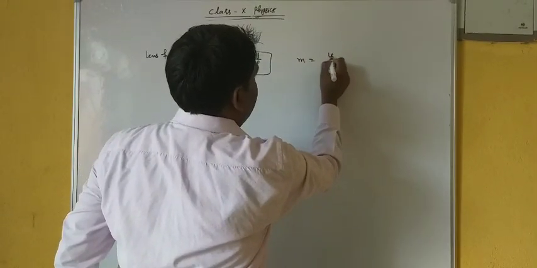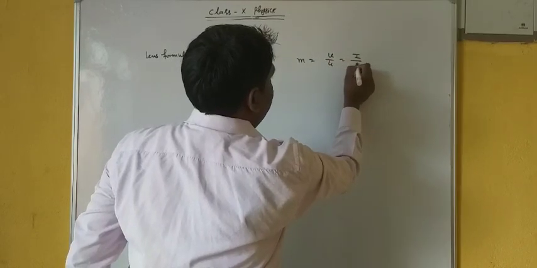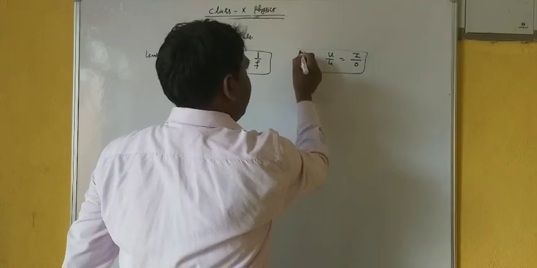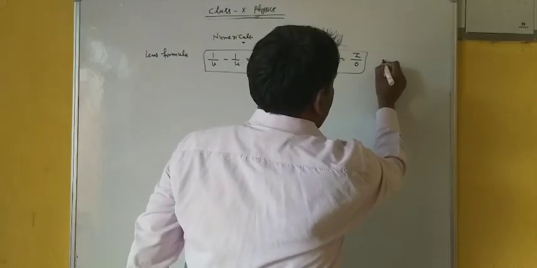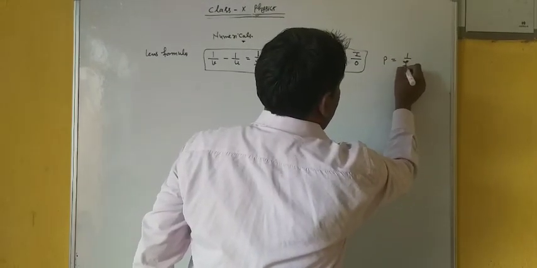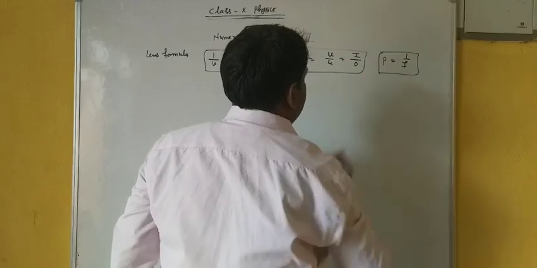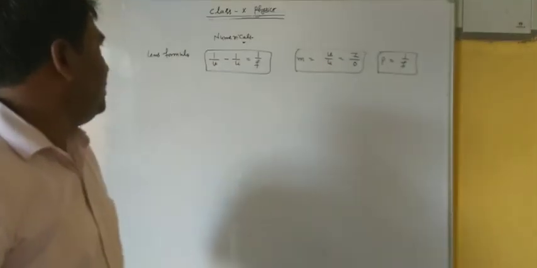Now magnification, M is equal to V by U is equal to I by O. Power is 1 by F, the focal length. These are all the formulae that you have to use. Now I am going to solve some numericals.